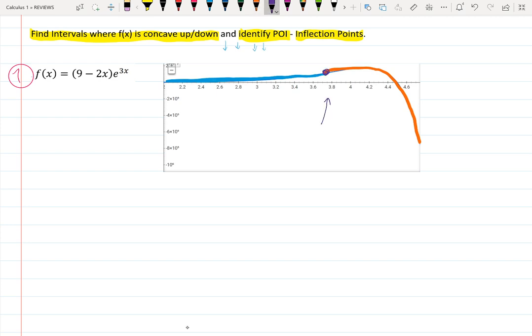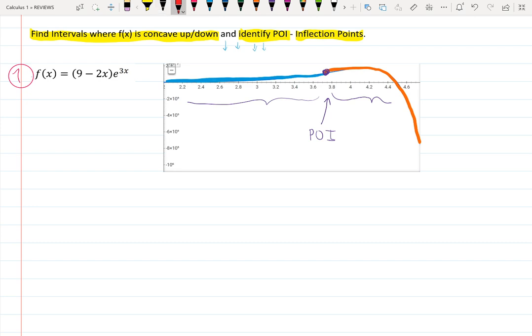An inflection point is the point that changes the concavity from up to down or from down to up. Our job is to identify this point, and when you identify the point, you can claim what is the exact interval where the function is concave up and the exact interval where the function is concave down. For this example, I predict we're going to find only one inflection point.